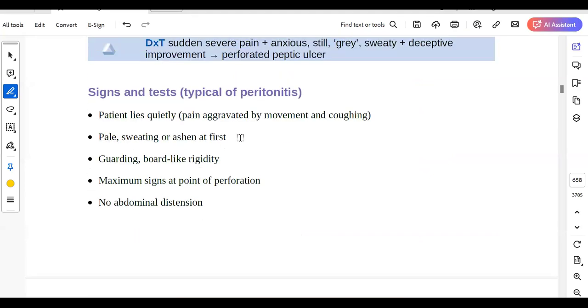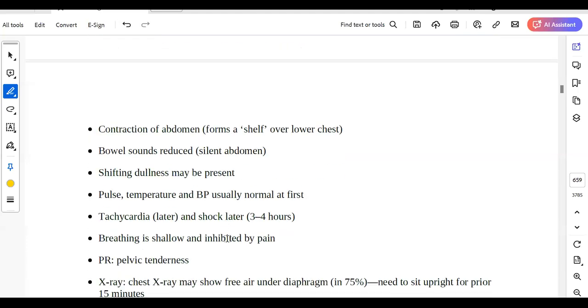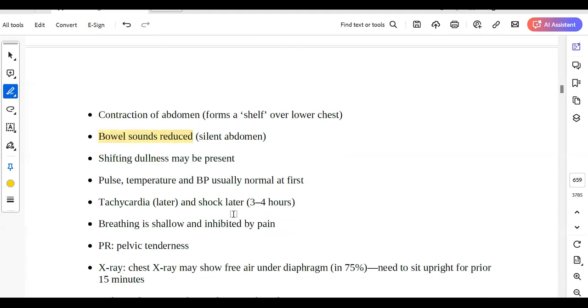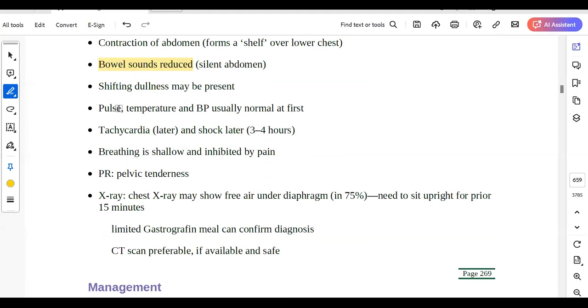If you examine this patient, that actually confirms a lot of findings. Patient will lie quietly because even a sudden movement can make it worse. Pale, sweaty, and this is the most important line, guarding with a board-like rigidity on the abdomen. Okay? No abdominal distension. Bowel sounds will be absent. Initially, pulse, blood pressure can be normal, but later on, patient can go into shock.